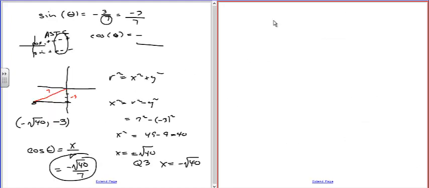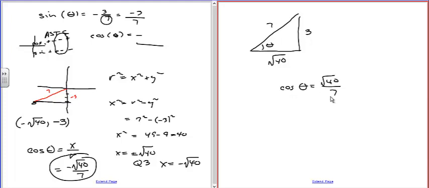The other way you could do it is you could just make a triangle, where this is theta. The sine is the opposite over the hypotenuse. So we have 3 and 7. And I'm using positive numbers because it's a triangle, not coordinates in a plane. So if you use the Pythagorean theorem, you'll get that the adjacent side is the square root of 40. This squared minus that squared is 40. Take the square root, you get the square root of 40. So from that, you'd say the cosine of theta is adjacent over hypotenuse.